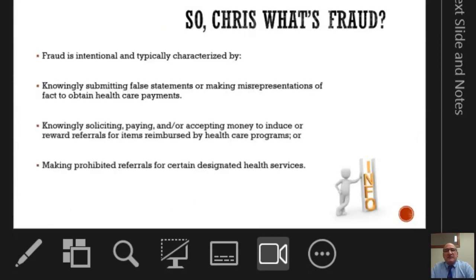So, what's fraud? Let's review it one more time. The key to remember: fraud is intentional and typically characterized by knowingly submitting false statements or making misrepresentations to obtain healthcare payments; knowingly soliciting, paying, or accepting money to induce or reward referrals for items reimbursed by healthcare programs; or making prohibited referrals to certain designated health services. What that means is if you own a facility, a laboratory, an X-ray facility, or some sort of physical therapy, and you're making referrals to yourself, that can come under the guise of potentially fraudulent behavior.